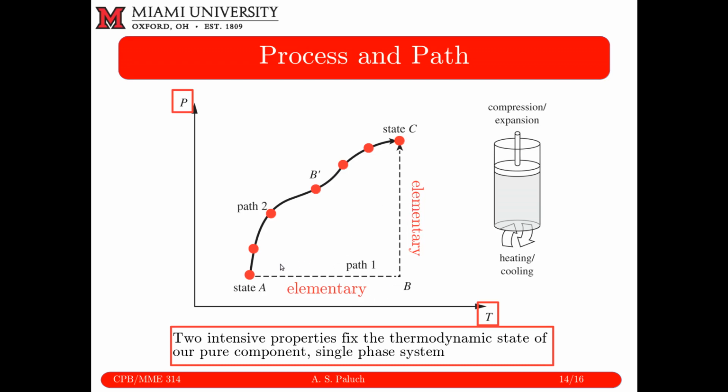We'll have a lot more discussions once we talk about our first and second law about path and processes. But in general, in this path going from A to C, both of my variables P and T can change at each step along the way. In an elementary path, I would keep one fixed.